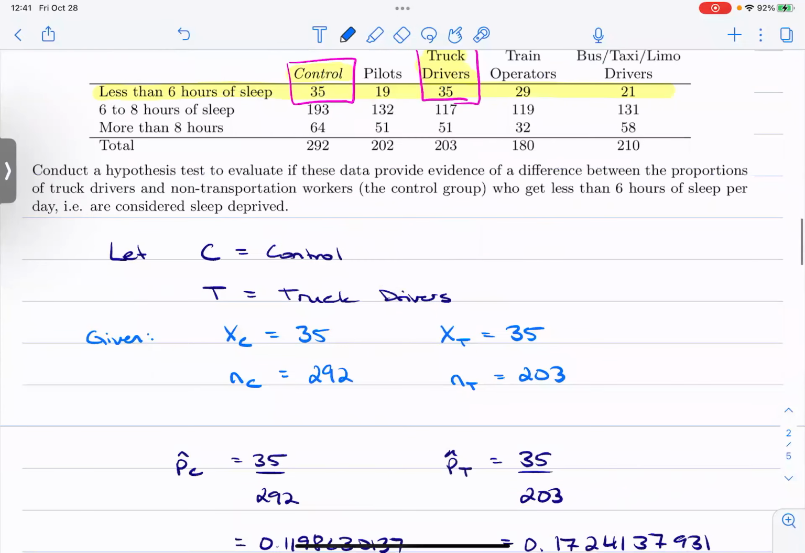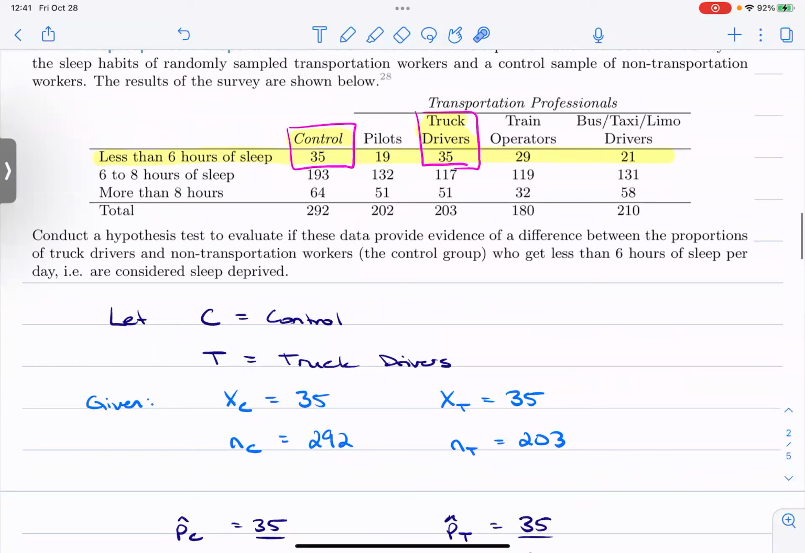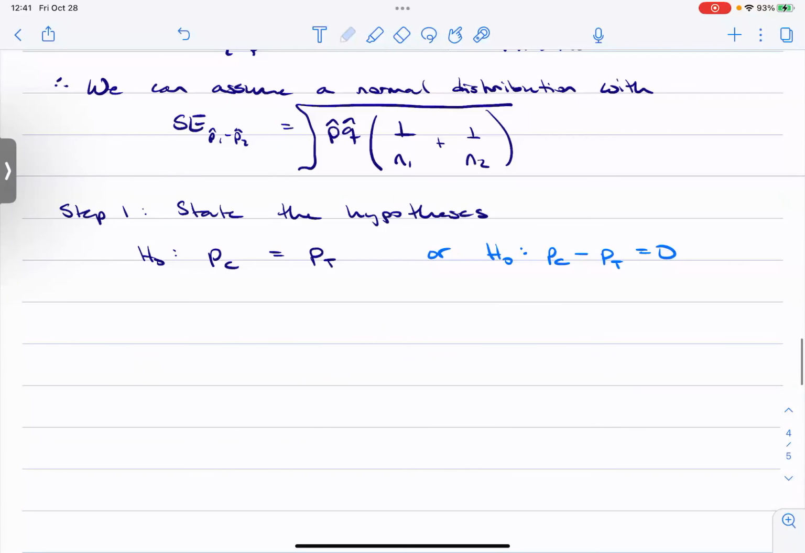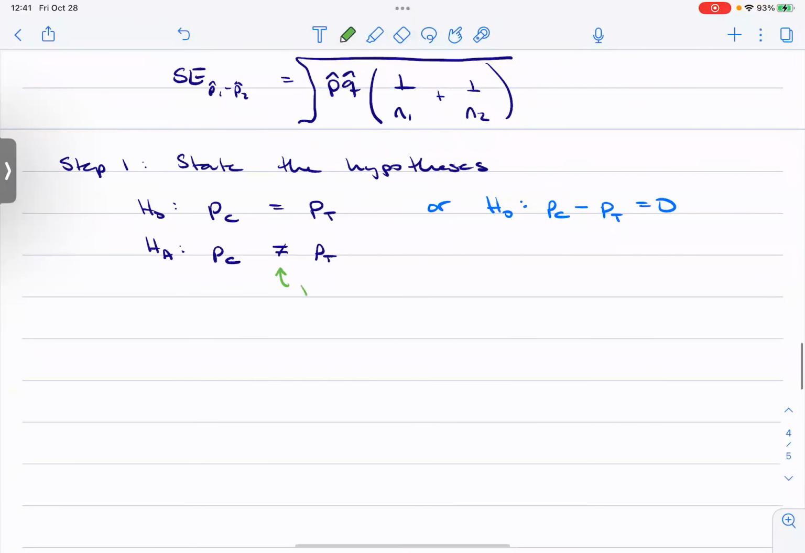For the alternative, we wanted to evaluate if these data provide evidence of a difference, which is the keyword for a two-sided test, which means I have not equal to. So the alternative is that PC is not equal to PT. This not equal to makes it a two-sided test.